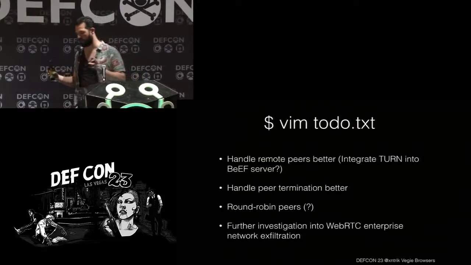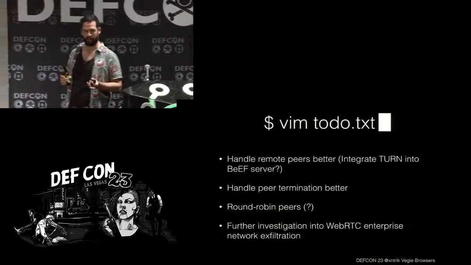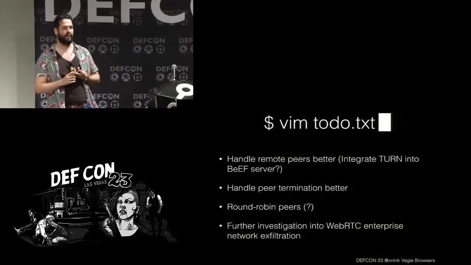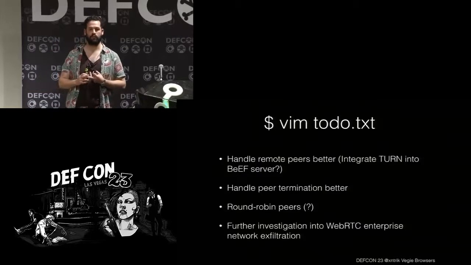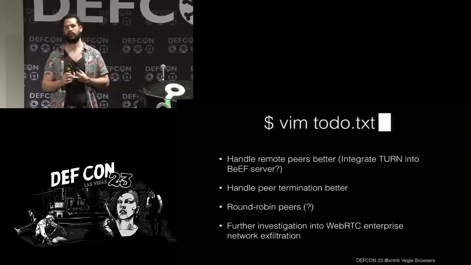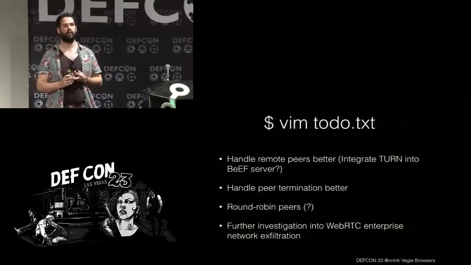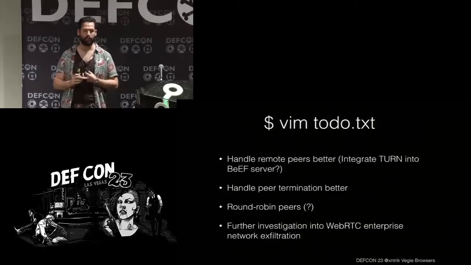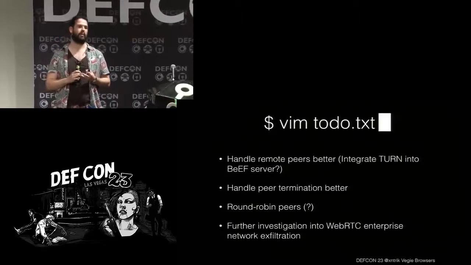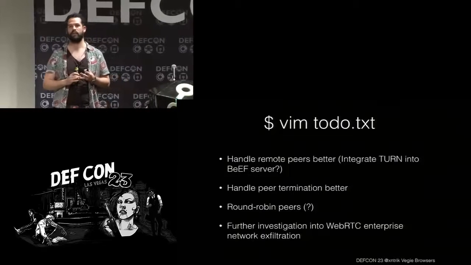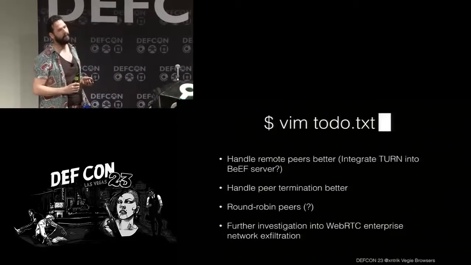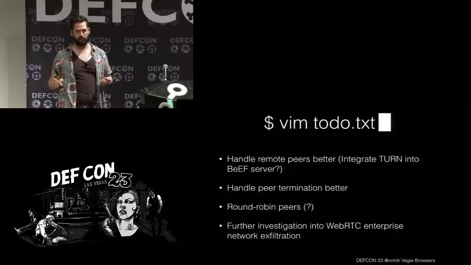Now obviously because of those issues there's a bunch of things that I would like to see happen in this space. Handle remote peers better. There's open source TURN implementations. It'd be interesting to actually integrate that into BeEF, so if you're behind firewalls, you would be able to do it. Handle those peer termination events better. There's stuff that you could do there, which I'm not doing. Obviously round robining the peers.